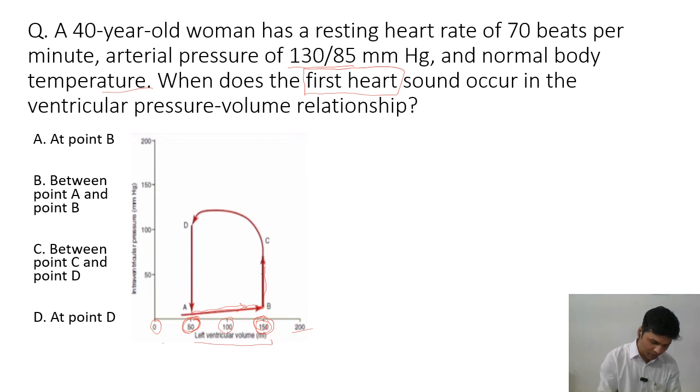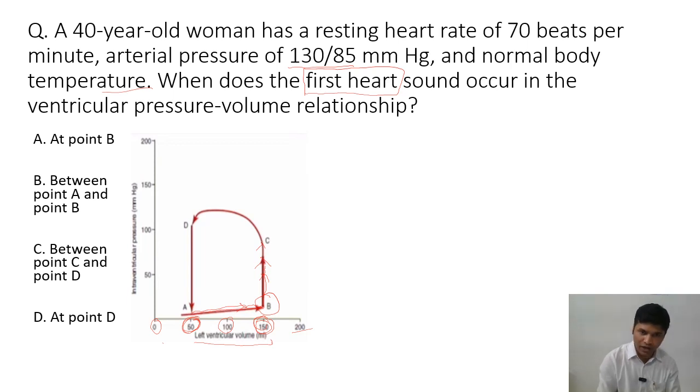So when the pressure in the ventricle starts increasing, blood will try to go back into the atrium. In that case, the atrioventricular valve will close, and that closure marks the isovolumetric contraction, with no change in the volume.